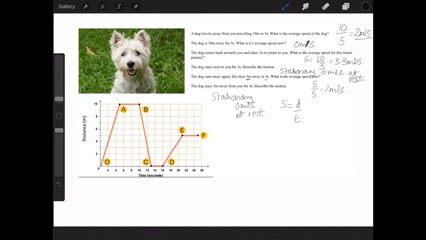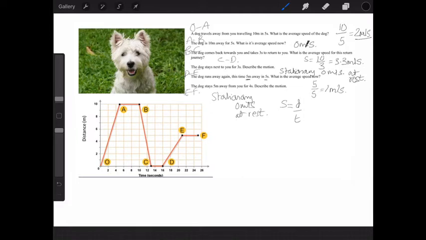Okay. So we've used those questions to think about the motion of the dog instead of using the graph. But we're trying to learn about our distance time graphs, so let's link the questions. So this first question is the graph O to A, the second question A to B, the third question B to C, the next question is C to D, and then the next question is D to E, and the last question is E to F.